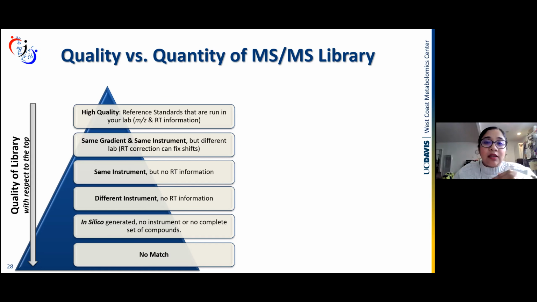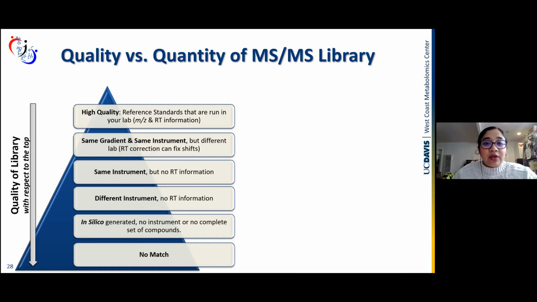but it doesn't mean that any in silico library that you use is lower quality, and I'll talk about why I say that. So the highest quality in my opinion is when you have reference standards that are run in your lab, and you've acquired not only MSMS data, but you've also acquired accurate MZ and retention time information. So you can see here that with those types of metadata, you're going to also increase your confidence. So the higher the quality of data, the higher the confidence that you have when reporting these identifications.